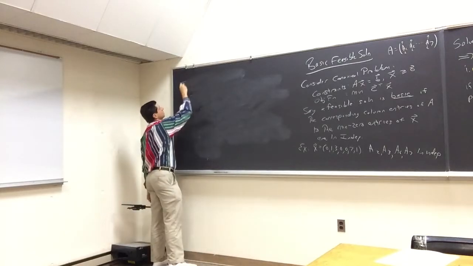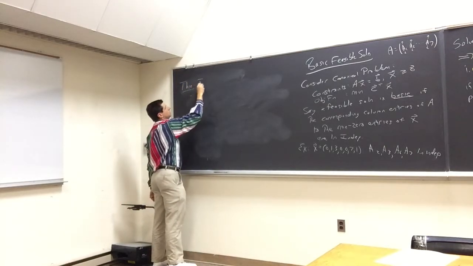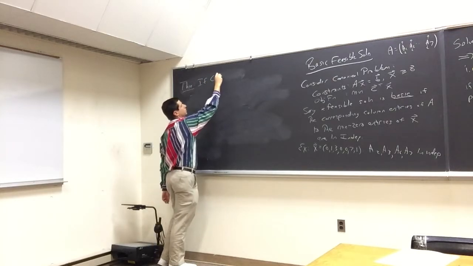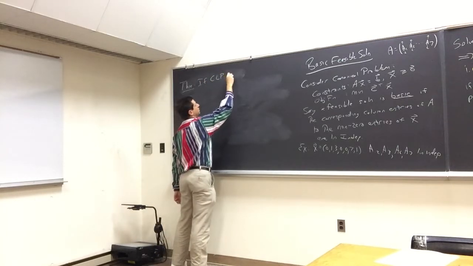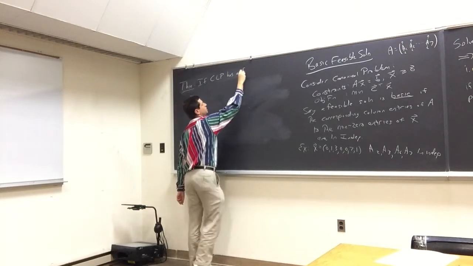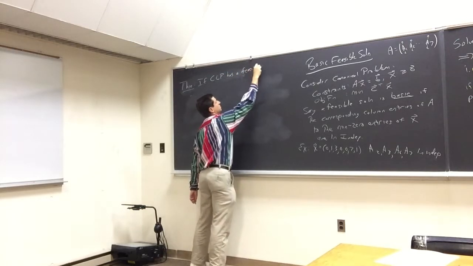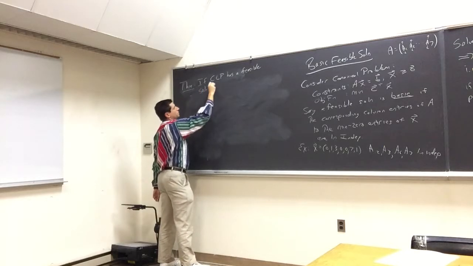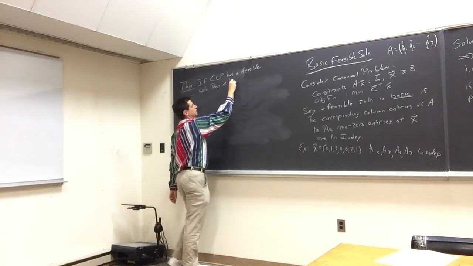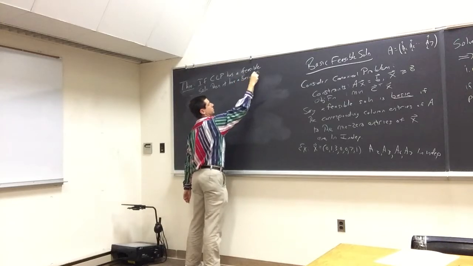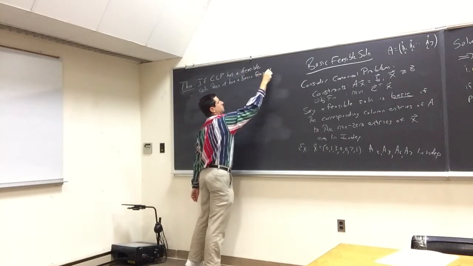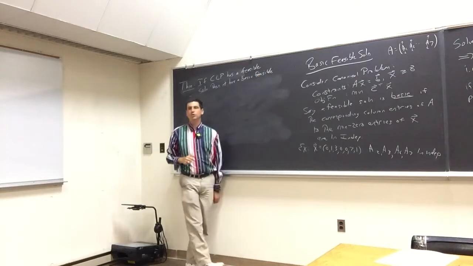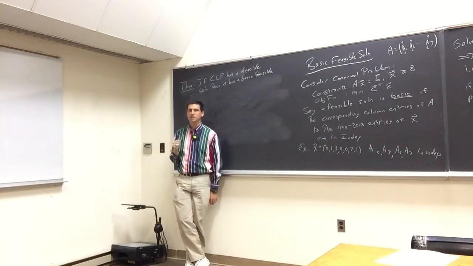So, theorem. If the canonical linear programming problem has a feasible solution, then it has a basic feasible solution. Right now, we're not saying we know how to find the basic feasible solution, and we're not saying how many there are, just that it exists. Frequently, for many problems, it is trivial to find a feasible solution.